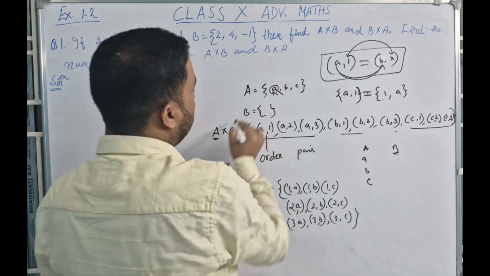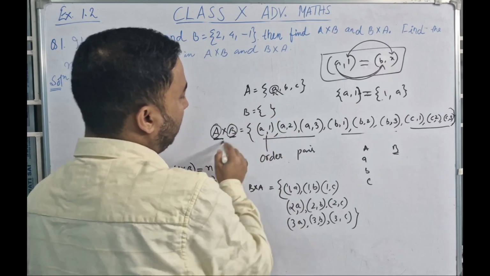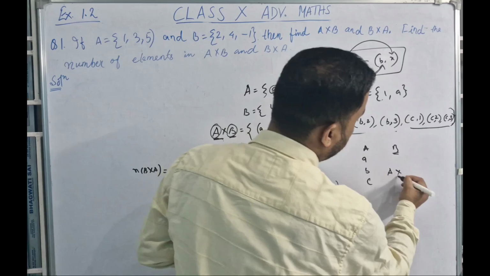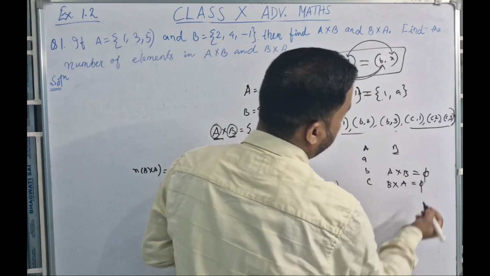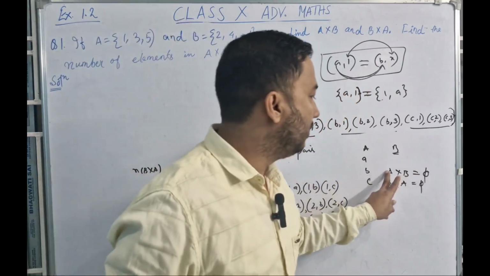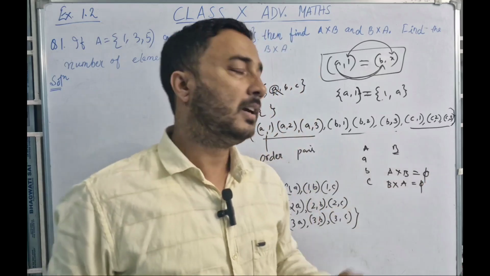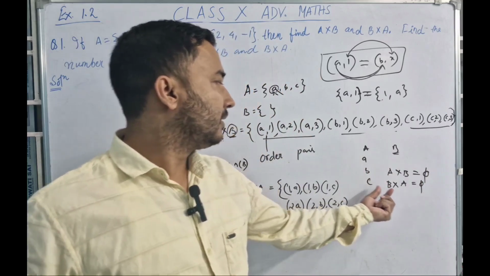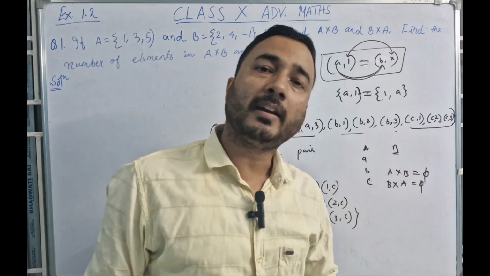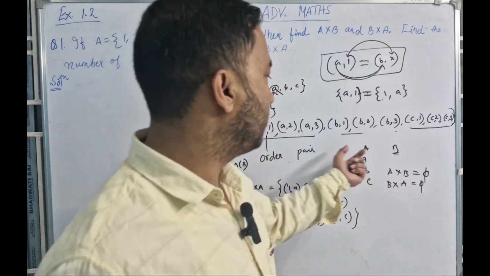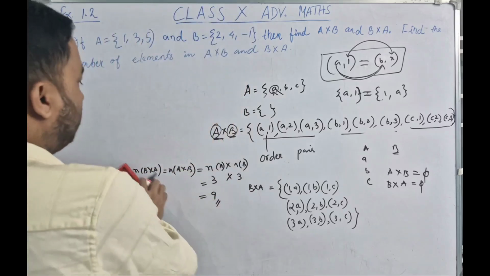Okay. For sets A and B, if any one of the two sets is a null set, then A cross B will also be a null set, and B cross A will also be a null set. The number of elements in A cross B will be equal to 0, and in B cross A will also be 0, because it is a null set. If any one of the two sets is a null set, then the cross product of the two sets will be a null set again. Okay, I hope you have understood this. Then after this we should go to the question itself.